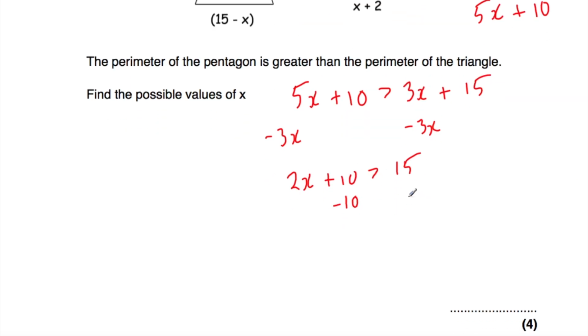So let's take away 10 and take away 10. That would leave us on the left hand side 2x, and that's going to be greater than, and 15 take away 10 is 5. And now we're almost there. Let's divide by 2. If we divide by 2, we get that x is greater than 2.5. So the possible values of x would be any value that is greater than 2.5 centimeters. And that's it. Okay, let's look at our next question, question number 32.